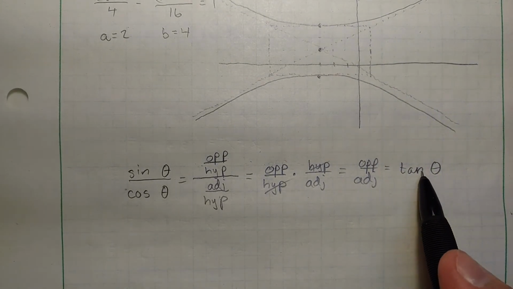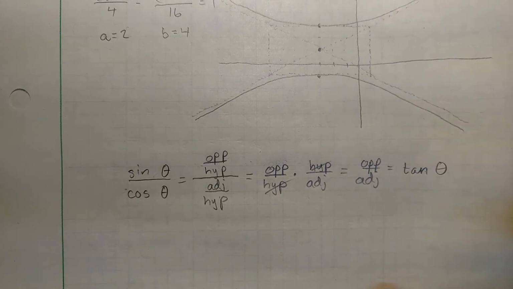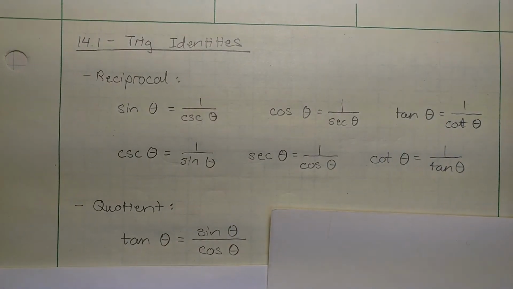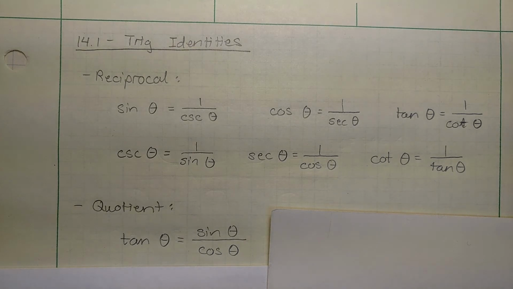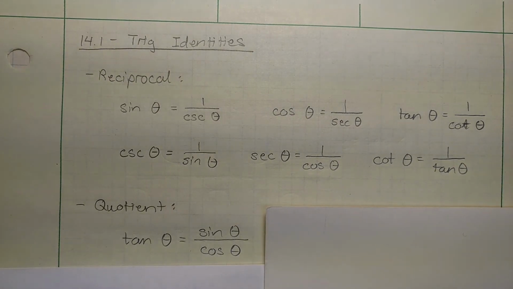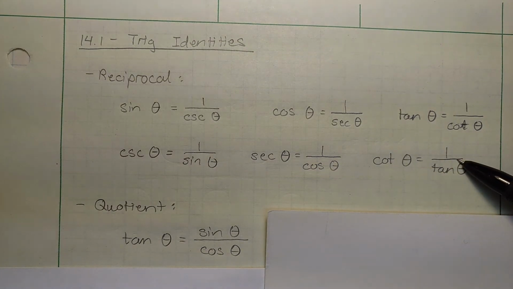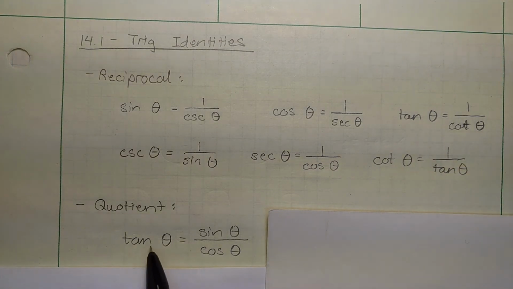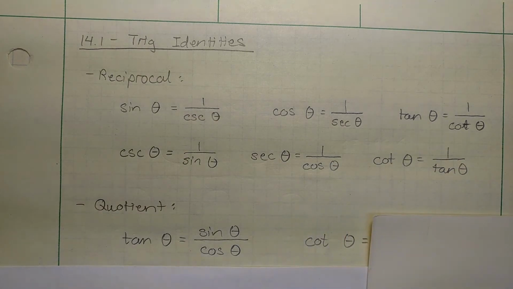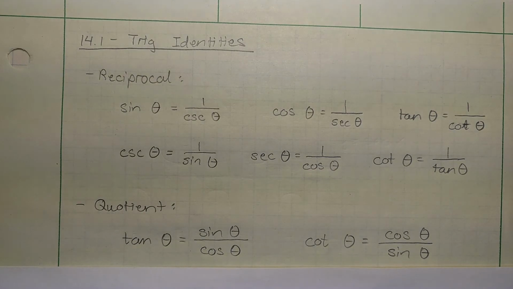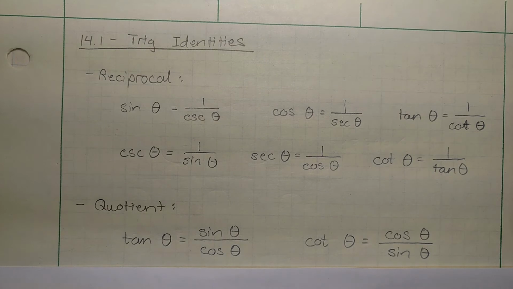So we see that the tangent of theta is equal to the sine over the cosine. So if we know the sine and the cosine, we can simply find the tangent by dividing the sine by the cosine. Now, we also know from up here, the cotangent is the reciprocal of tangent. So if tangent is this, cotangent has to be the reciprocal of that, flip it, cosine over sine. So those are the two quotient identities. They're very important to know. They get used a lot.